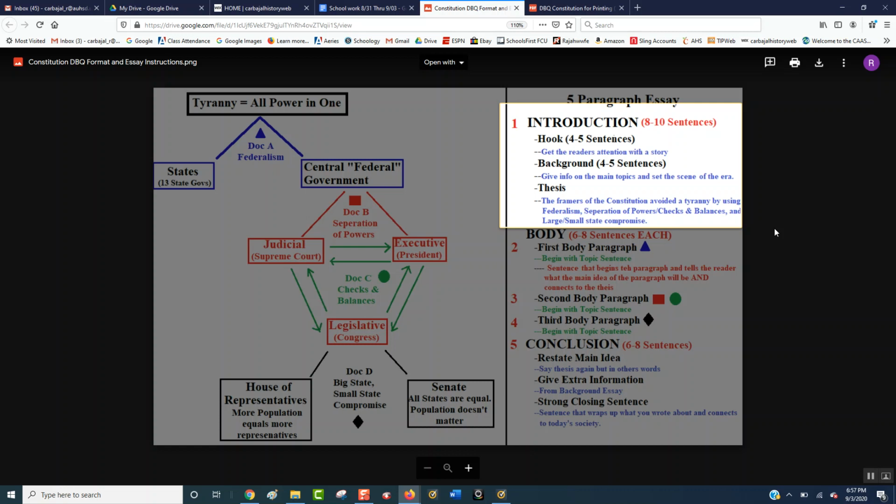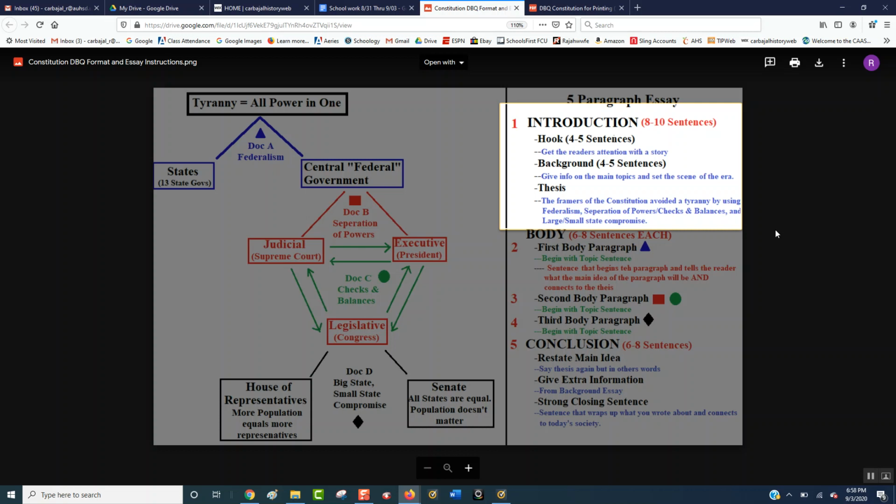So you have to talk about them writing the Constitution. You got to talk about tyranny. You got to explain what tyranny is to the reader, and then you tell your thesis, and your thesis will be the same for everybody. The framers of the Constitution avoided a tyranny by using federalism, separation of powers, checks and balances, and large state, small state compromise. All that goes in one paragraph, 8 to 10 sentences.